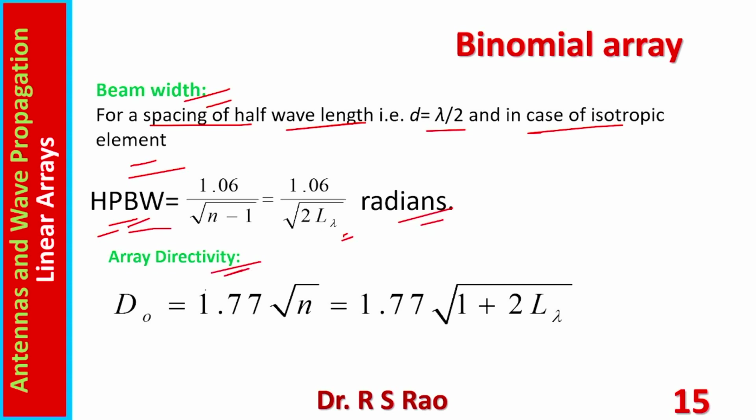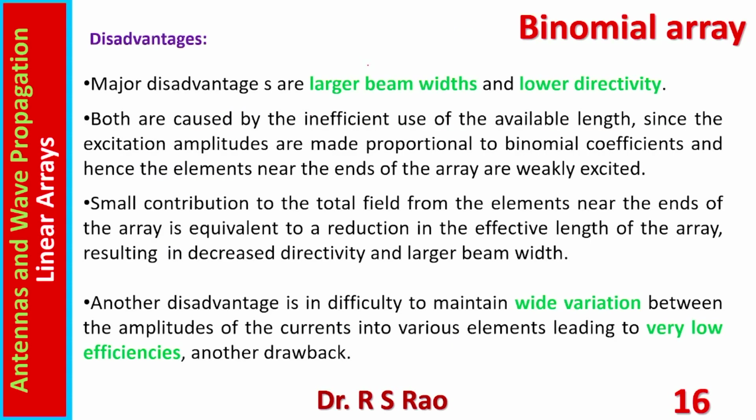Array directivity can be found equal to 1.77 square root of n. It can be shown equal to 1.77 square root of 1 plus 2 L lambda. These are properties of a binomial array. These quantities are obtained after doing rigorous analysis.